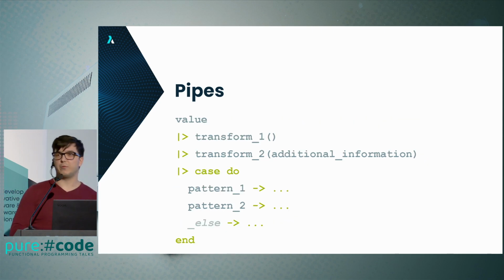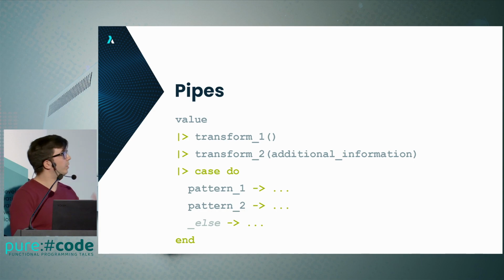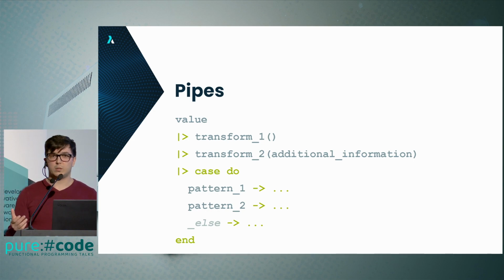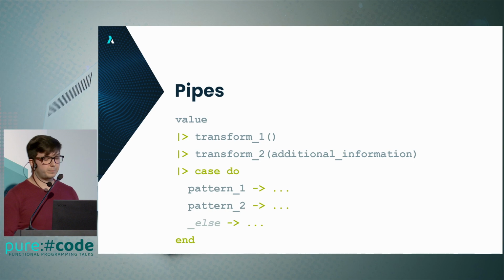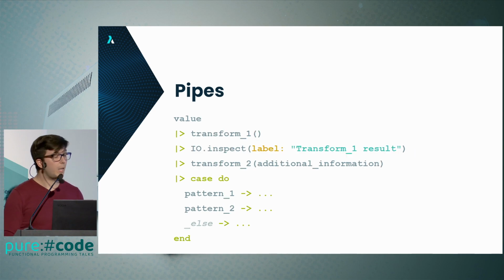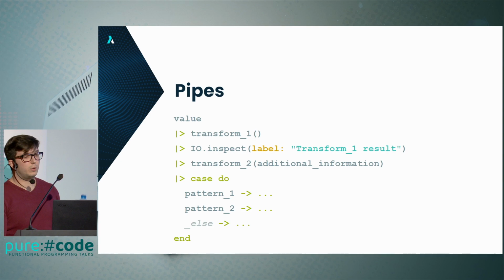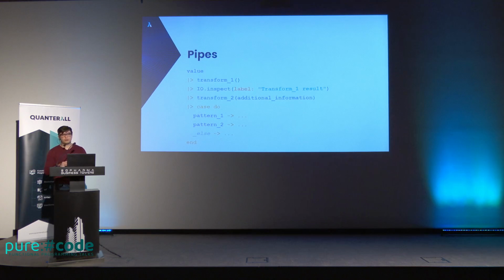And since in Elixir everything is an expression, pipes can be used to pass values to case blocks as well. So we can have this composition of functions together. But what do we need to do now if we want to debug this pipeline and we want to see what is the value after transform 1? What do we do now? We can easily do that by just adding another pipe with IO.inspect, which will just print out this result, and IO.inspect will return the value just as it came. So the pipeline itself doesn't change, but we are still debugging our code.